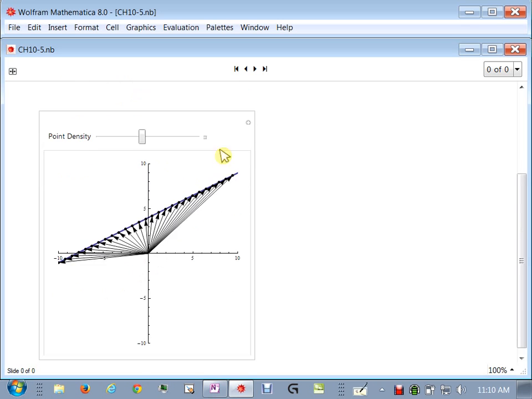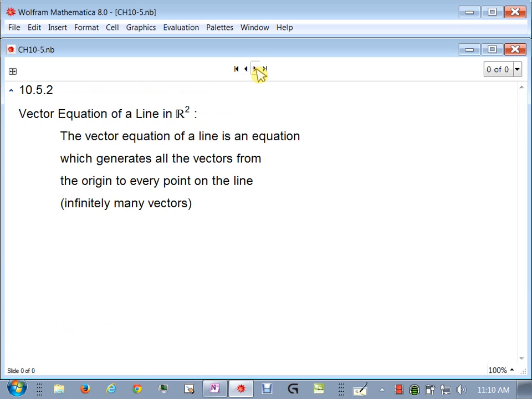Okay, so here's how we're going to do it. It's going to be a buildup. What we're going to do is create what's called a vector equation of a line. It's different than a normal equation. The normal equation of a line, y equals mx plus b, does not have a vector in it. Y is the variable y, m is a slope, it's a number, x is a variable, and then plus b, b is a number. So there's no vectors involved there. What we want is this new thing called a vector equation, so there should be vectors in it. The vector equation of a line is an equation which generates all the vectors from the origin to every point on the line. So what we just saw in that picture.